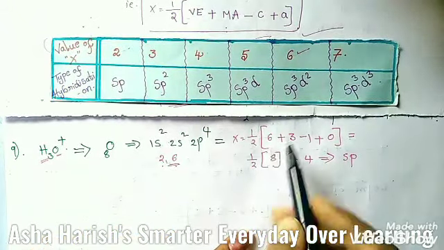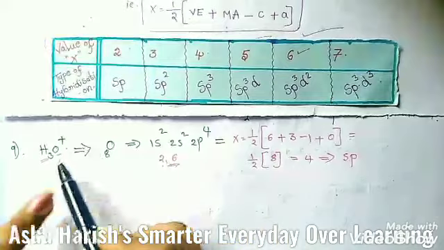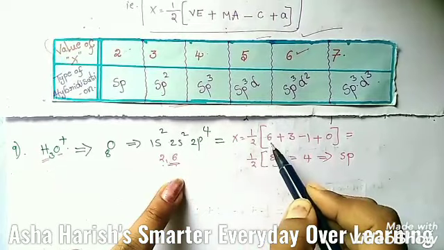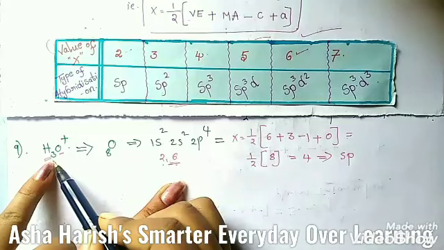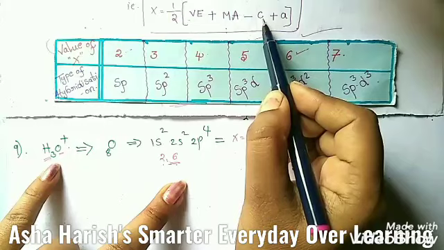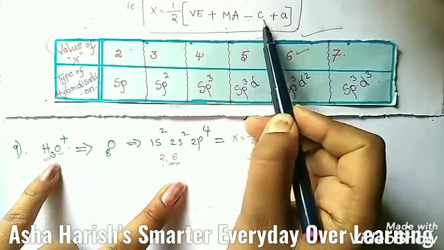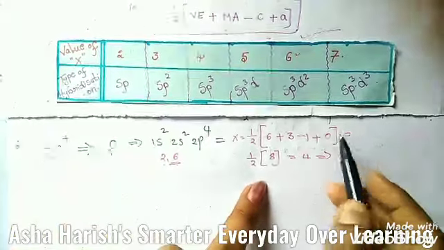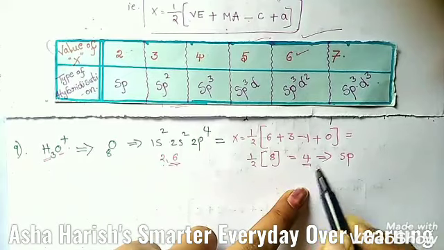X is equal to half into, in the place of valency electrons, how many are there, students? Here oxygen is the central atom and hydrogen the surrounding atoms. Then 6 is the valence electrons here, plus monovalent atoms, hydrogen, students, how many are there? 3. 6 plus 3 minus charge on the cation, only plus 1 here. Then minus, in the place of C you can take 1, plus there is no anion, so 0. Here, students, half into 9 minus 1, half into 8, that is 4.